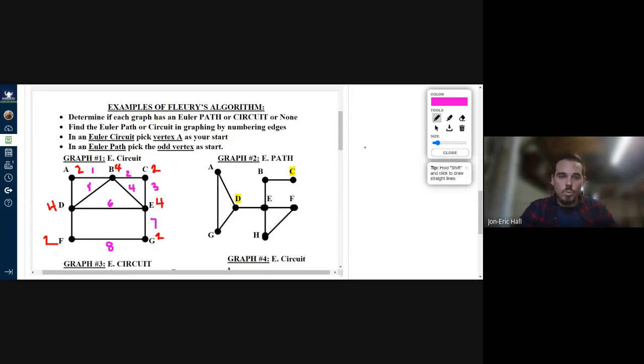And these are the ways that we must go. F back up to D, we'll call that 9. And then D up to A, because that's the only option I have left. And there's 10. There's my circuit. Why is it a circuit? We started at A. We ended at A.